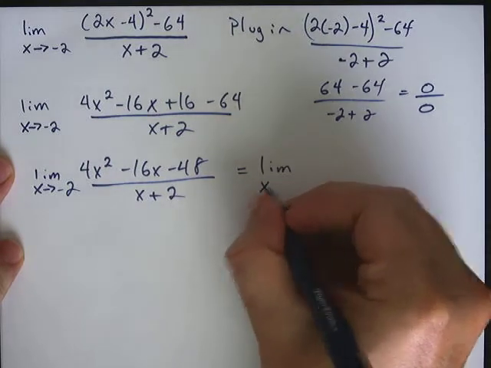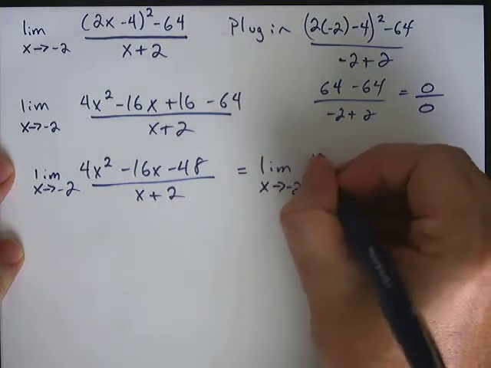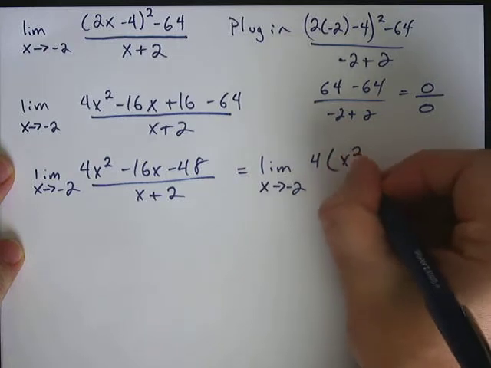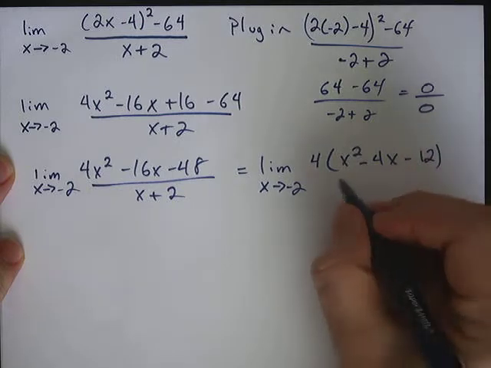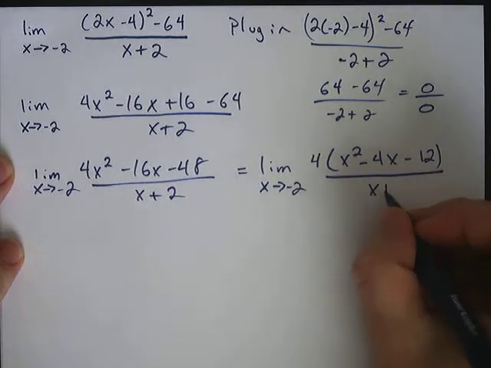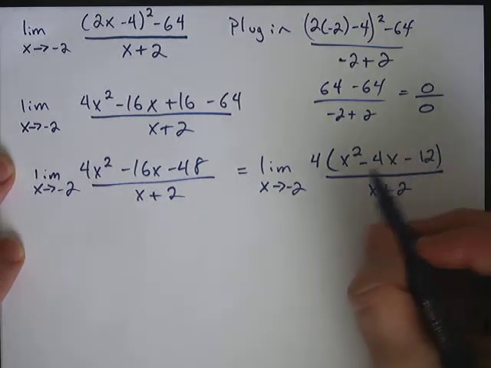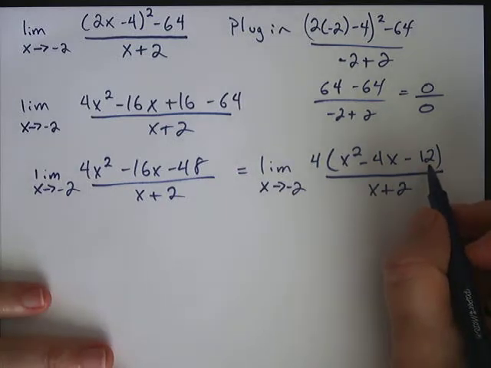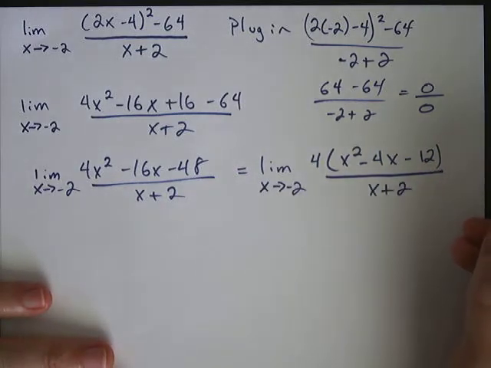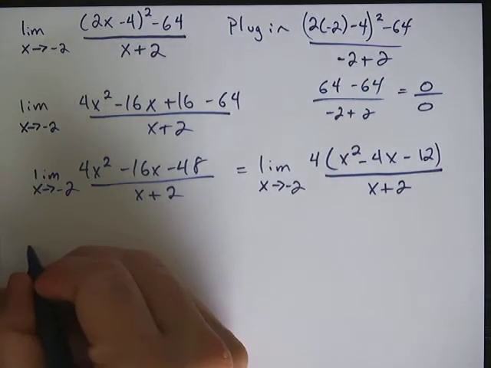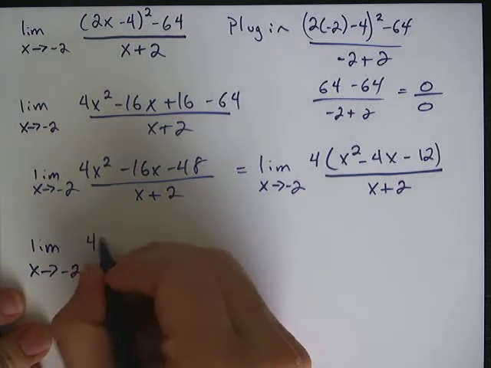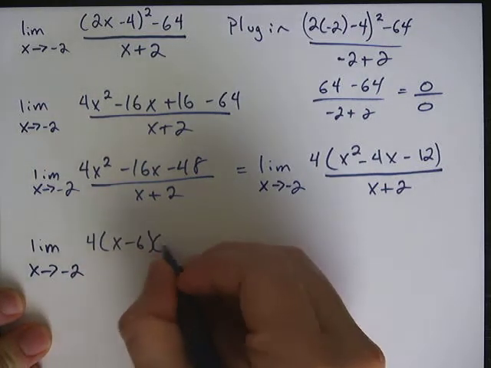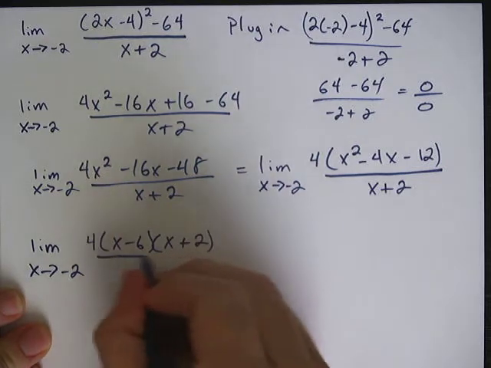So the limit as x approaches negative 2 of 4 that's been factored out. That'll give us x squared minus 4x minus 12 all over x plus 2. Okay, so this looks like it may be factorable. So think of two things that multiply to get negative 12 that add to get negative 4. That would be, let's see, negative 6 and 2. So limit as x approaches negative 2 of 4 times x minus 6 and x plus 2 over x plus 2.